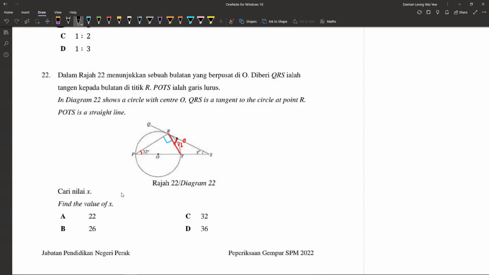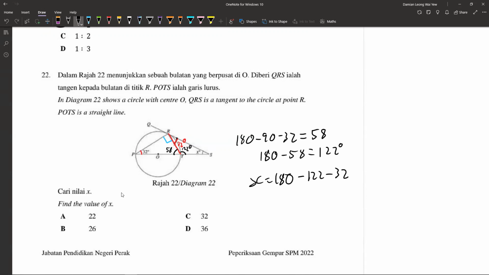So if I know 90 here, 32 here, this one is 180 minus 90 minus 32, which is 58. Then this angle would be 180 minus 58, 122. Yeah. So for X, I just take the total angle inside the triangle: 180 minus 122 minus 32. Yeah, that's one way. 26. So answer B.